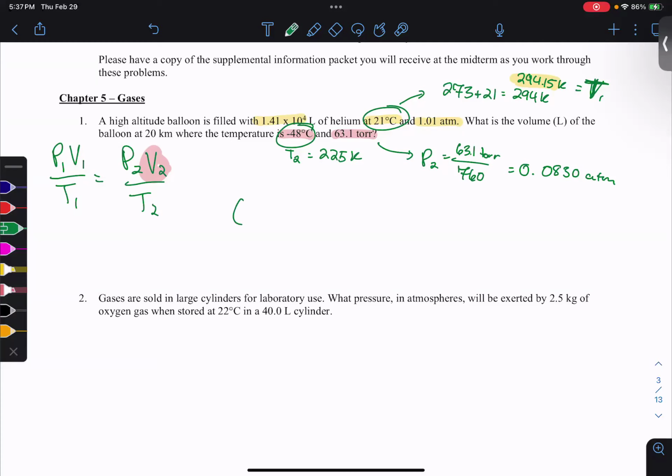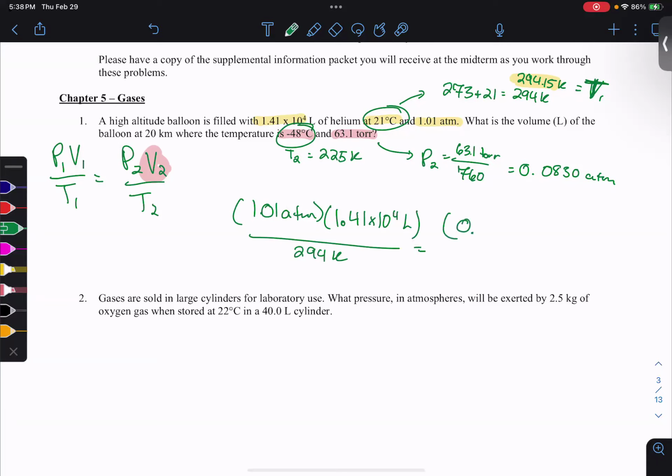So setting this up, 1.01 ATM, initial volume, 1.41 times 10 to the 4 liters, over T1. So again, this is in Kelvin, 294 Kelvin, equals that new lower pressure in the stratosphere. V2 is what we're solving for, and then T2 is 225 Kelvin. And then solve for V2, right?